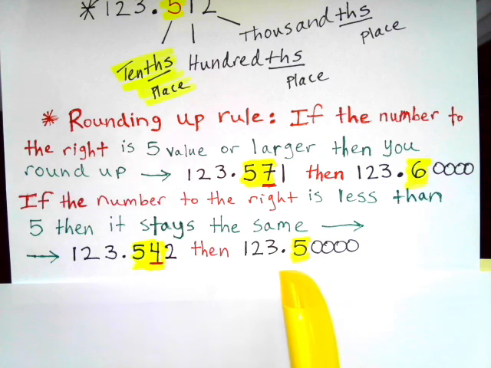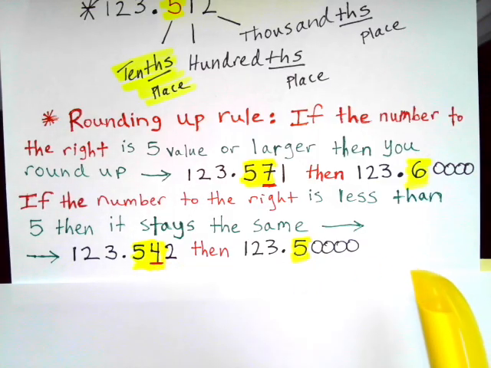So again, if the number to the right is less than 5, the number to the right of your target, in this case 4 in 123.542, then the number to the left, our target, 0.5, stays the same, and you turn that 4 and 2 into 0. Hope that didn't confuse you. Math is easy. Take it step by step.